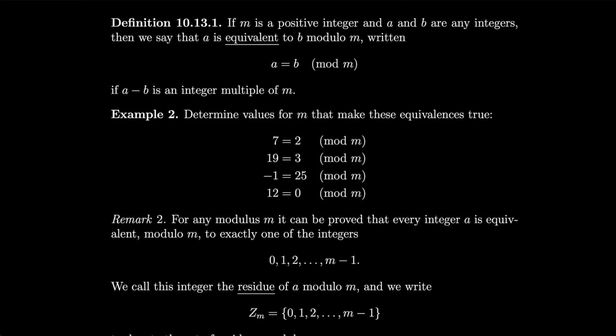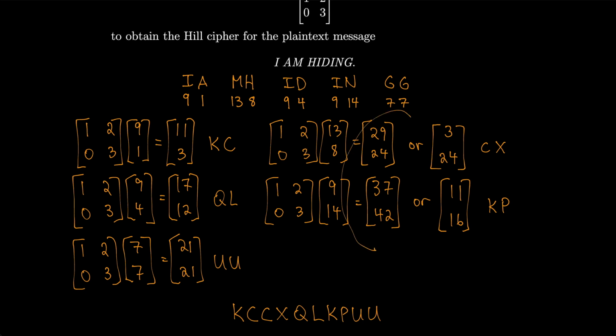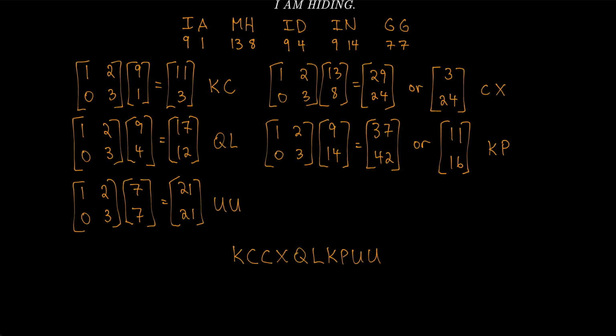If m is a positive integer and a and b are any integers, then we say that a is equivalent to b modulo m, written a ≡ b (mod m), if a minus b is an integer multiple of m. That's basically what we were doing when we were reducing these numbers, because the numbers we got were too big, so we essentially divided by 26 and took the remainder.